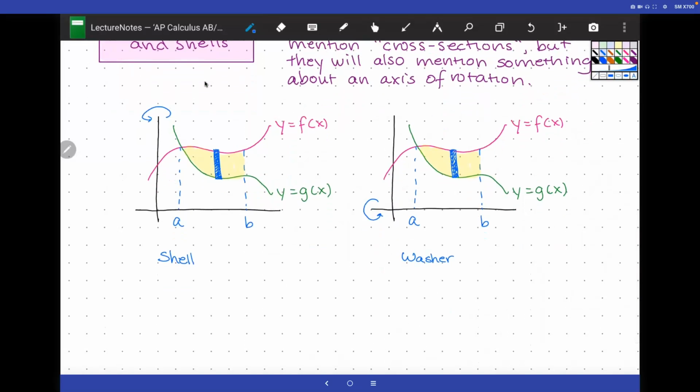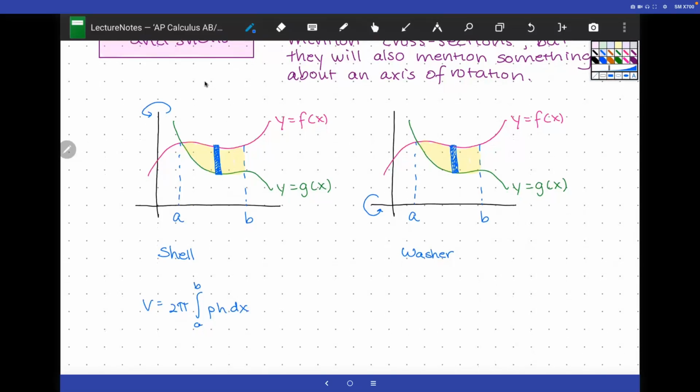Then what about for a shell? Do you remember the formula for a shell? Sophia? Yes, in this case dx. Yeah, be it dx or dy. And then remember, as far as in the picture, where to put these things? P will be measured from the axis of rotation to the shell. And then H is the height of the shell, height of the rectangle.